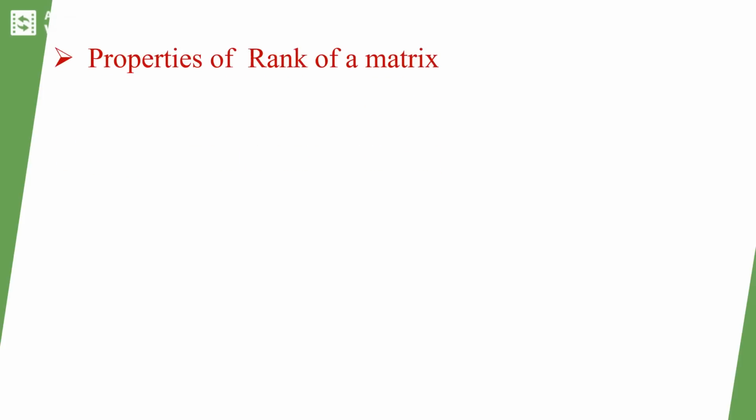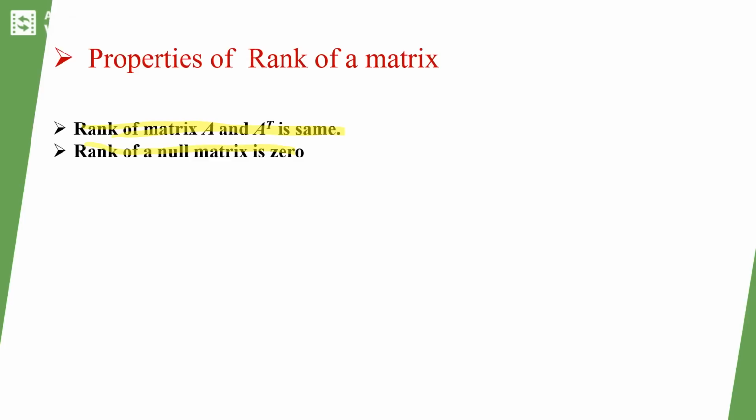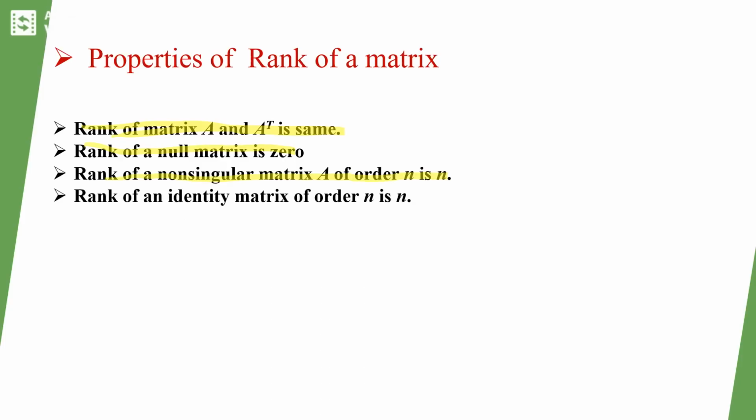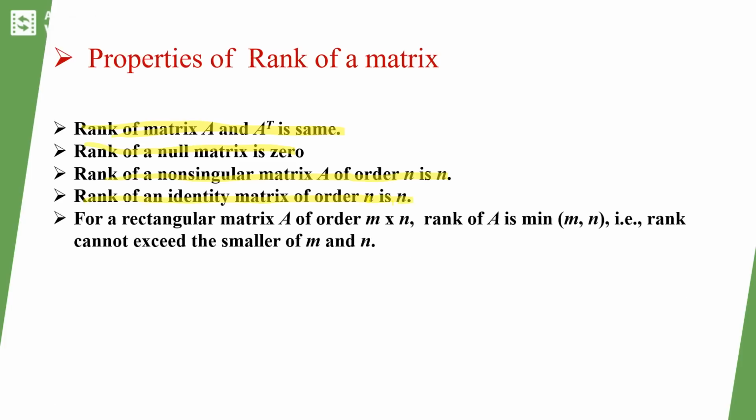Now there are some basic properties of rank. When you're studying the rank of a matrix, you have to know all these properties and keep them in your mind. The first one: the rank of the matrix A and its transpose is always the same. The rank of the null matrix is 0, and the rank of a non-singular matrix A of order n is n. The rank of an identity matrix of order n is n, because it is the normal form of that. For a rectangular matrix A of order m cross n, the rank of A is at most the minimum of m and n, that is, the rank cannot exceed the smaller of m and n.